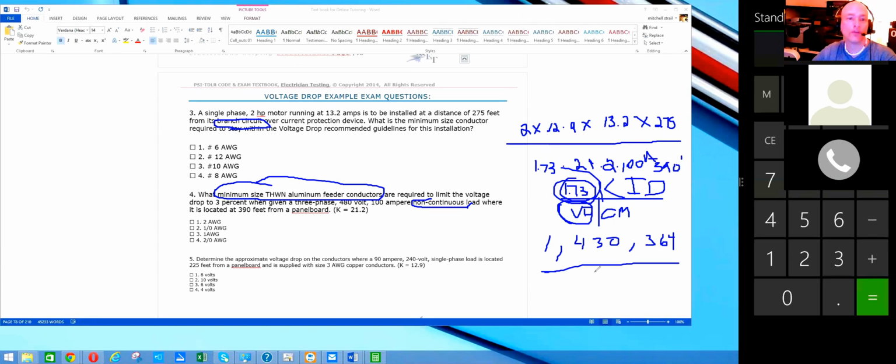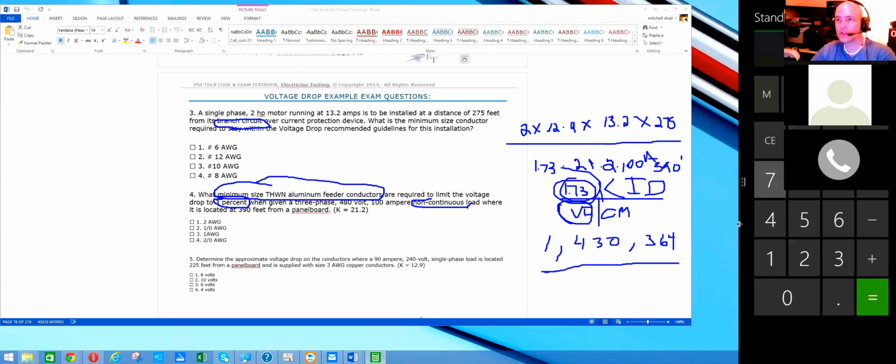So my voltage drop is going to be plugged in at, if I'm looking for a branch circuit, no, these are feeders, but they're asking you for a 3% voltage drop. The feeder conductor is what they're giving you, because they're asking you to limit the voltage drop to 3%. So this 3% is still going to be the same. So it's 480 times 3%. Yeah, so 480 times 0.03.